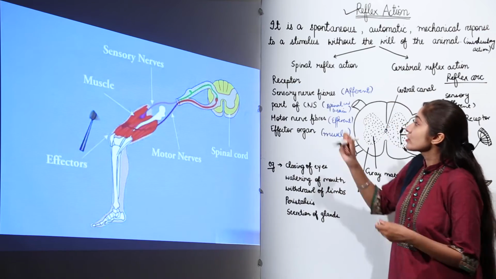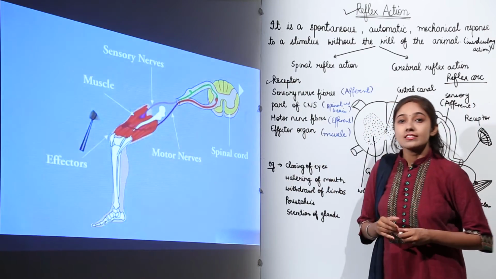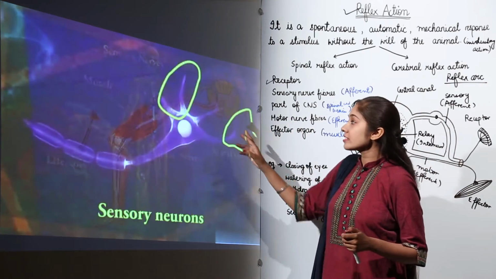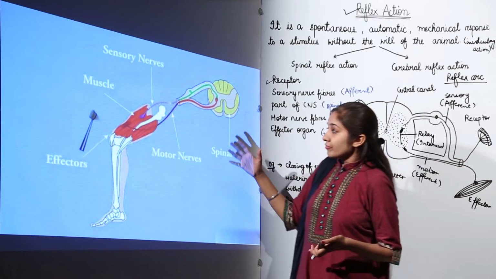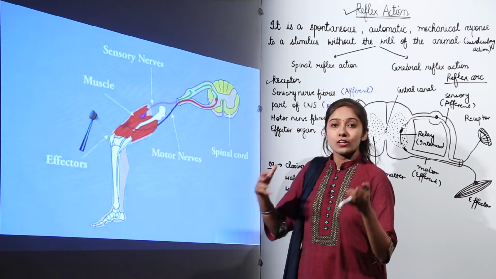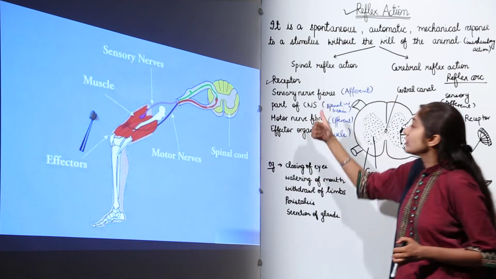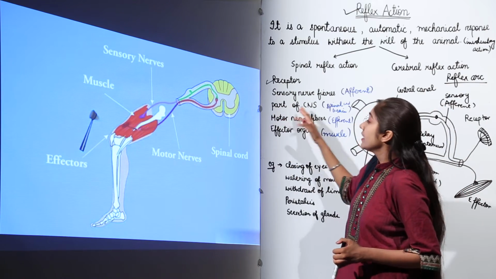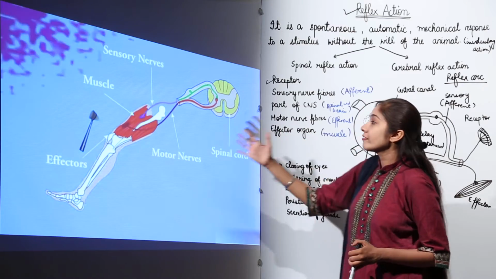So now we are going to see through an animation how this mechanism actually works inside your bodies. So just see it very carefully. We have the sensory neurons, they have these dendrites, right, and what is going to happen? From the receptors, they are going to receive the stimulus, and this is going to be sent through the sensory nerve fibers, and then to the central nervous system, then to motor nerve fibers, and then to the effector organ.